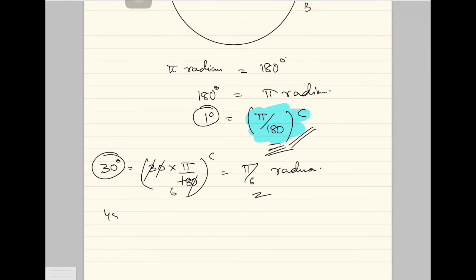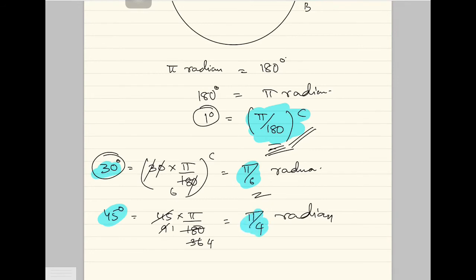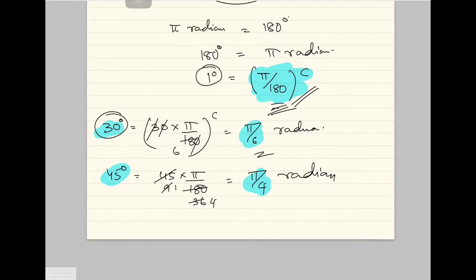Similarly, what will be 45 degree? I'm just converting the standard ones. So it will be 45 into pi divided by 180. Isn't it, everyone? Let's cancel. 5 9s are 45, 5 3s are 15, and 5 6s are 30, so that way 9 1s and 9 4s. So how much is that? Pi by 4 radian. So here I have 45 means pi by 4. Check this out. I'll highlight it for you. 30 degree means pi by 6. 45 means pi by 4. Correct? Let's try a few more.